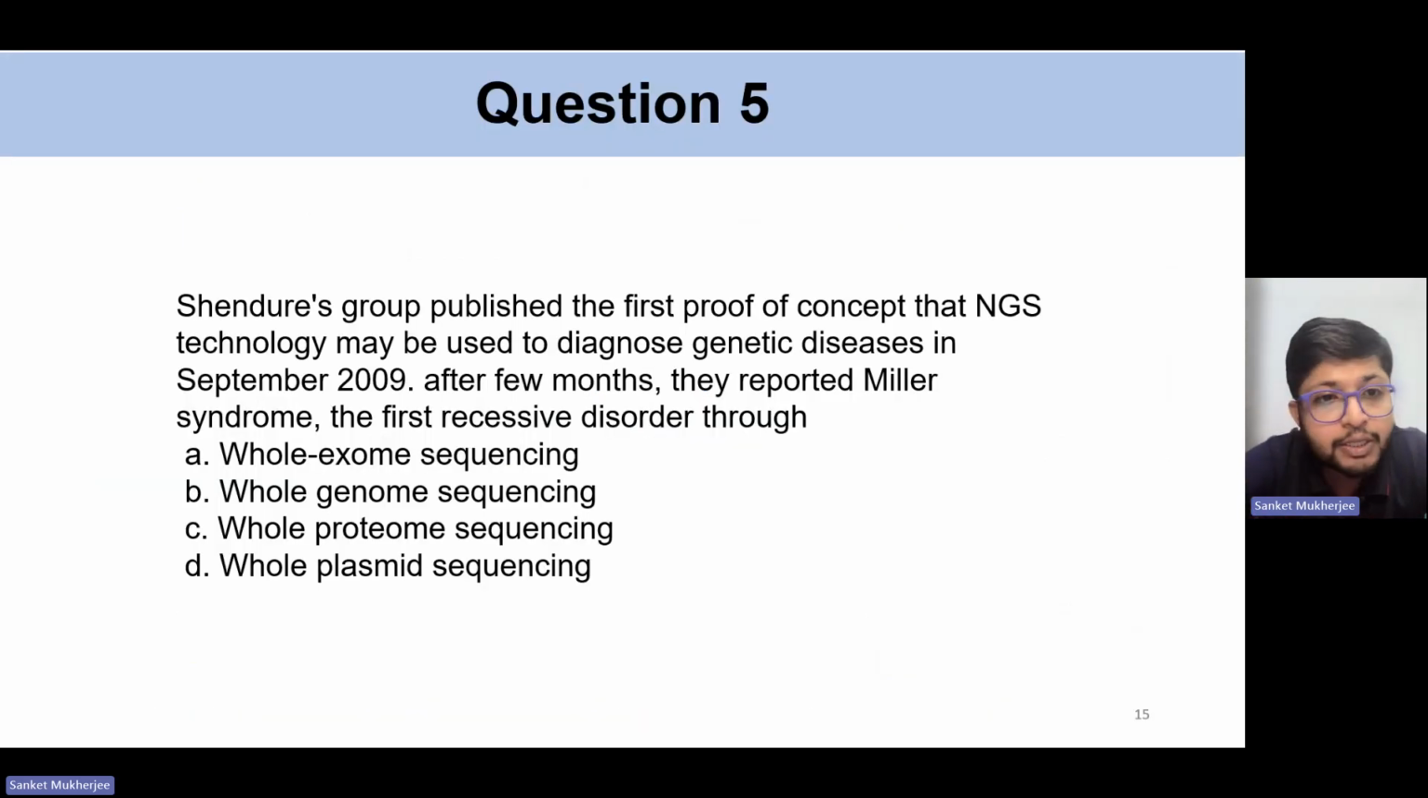So let's go to the next question. Question number 5. Shendure's group published the first proof of concept that NGS technology, next generation sequencing technology, may be used to diagnose genetic diseases in September 2009. After a few months, they reported Miller syndrome, the first recessive disorder, through A, whole exome sequencing, B, whole genome sequencing, C, whole proteome sequencing, or D, whole plasmid sequencing. So I'll give you a couple of minutes to think on this, and then we'll discuss the answer.